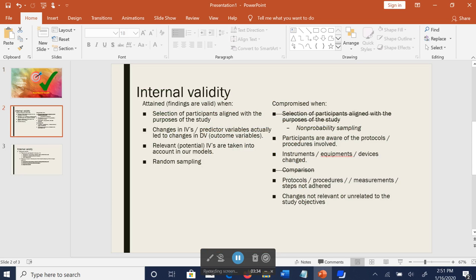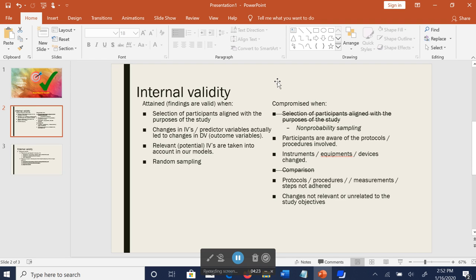And there are two major kinds of validity. The first one is internal validity. So internal validity is attained when the way we select our participants, and if all or most of them agree to be in our study, aligns with the purposes of our study. If that's the case, if we ask a bunch of prospective respondents and most of them, like 80-90%, agreed to be part of the study, then there's a chance that we may attain internal validity in our findings.